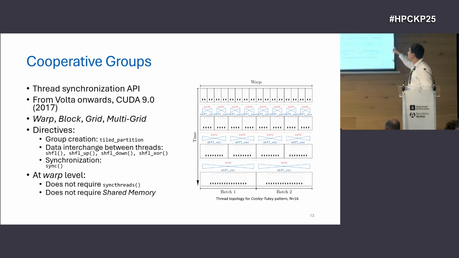Here at the right, I have a diagram of how it would look implemented with cooperative groups. So we have smaller groups, we synchronize them, interchange data, and then we create a bigger group. This is for the Cooley-Tukey pattern. Stockham would be similar, but with a fixed group size.